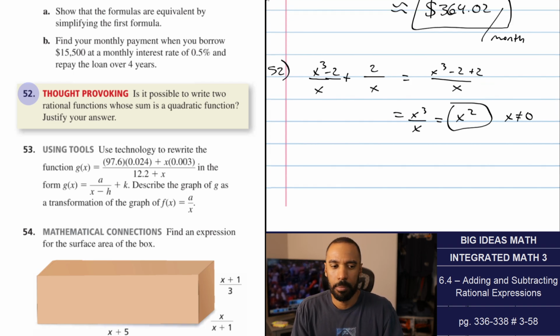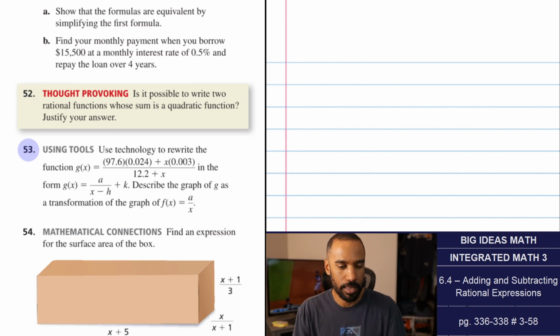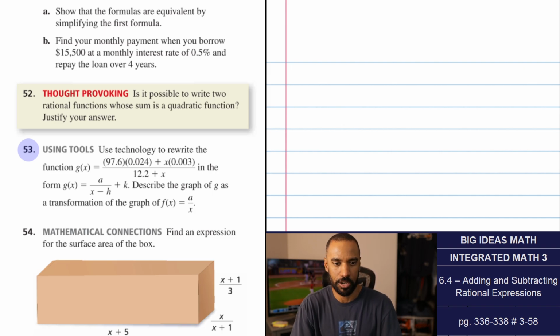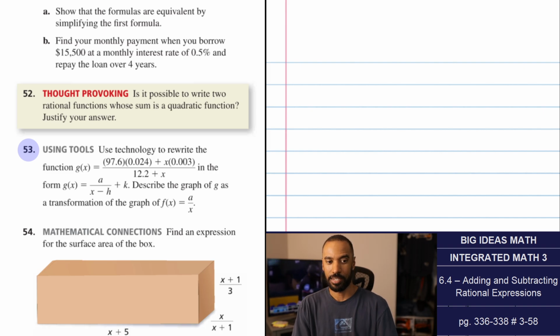All right, number 53, using tools. Use technology to rewrite the function here in that form. Describe the graph of g as a transformation of the graph of f of x. How would I use technology to make that happen? Okay, I got an idea.